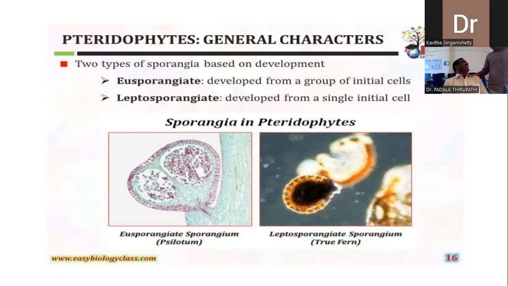Development. This is again a very important point in the competitive exam. Eusporangiate: the sporangia which are developed from a group of initials. That development, we call it eusporangiate type. And if the sporangia are developed from only a single initial cell, then it is represented as leptosporangiate type. This point is to be noted by all of you. In the study of types, is that plant a eusporangiate or leptosporangiate development? We'll discuss it at its sporangial development.